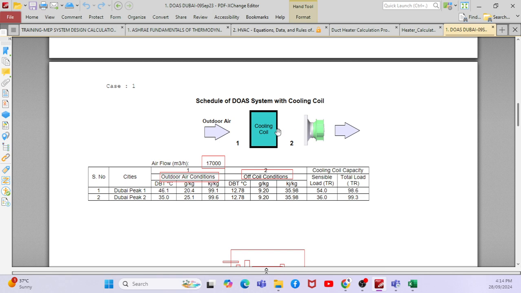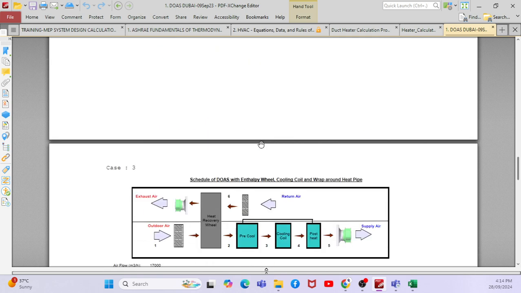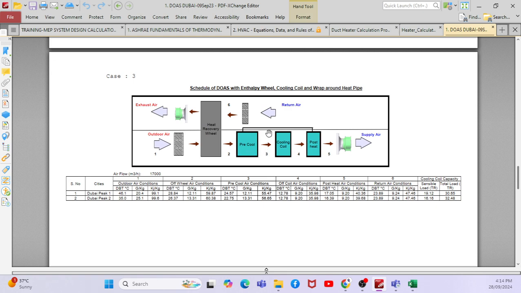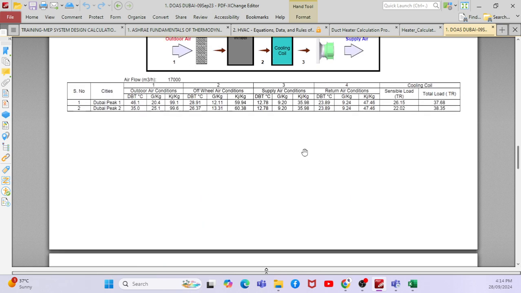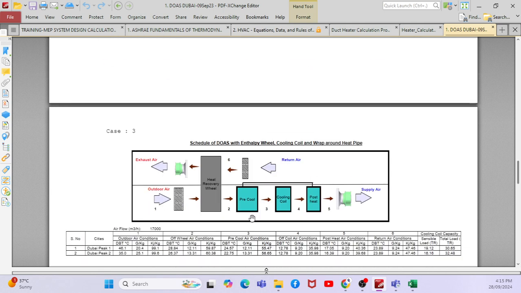To increase the temperature, you have different types of equipment. Either you can go with the heat recovery wheel, or you can go with the pre-cool or preheat coil, or you can go with the heater as one of the options. With the heat recovery wheel, you have energy coming from the building, so you can use the heat recovery wheel to heat the temperature. Or you can use the pre-cool or preheat coil to increase the temperature.